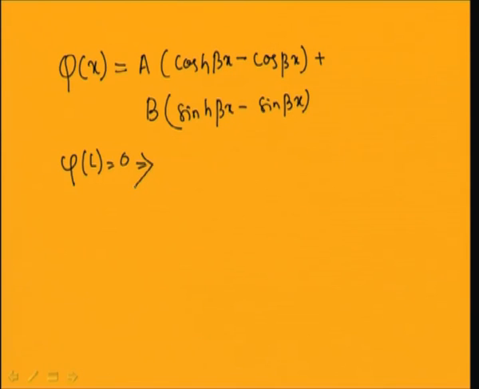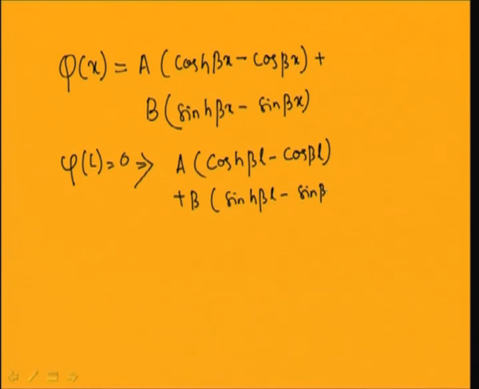So, I can substitute x equal to l. So, this becomes a into cos hyperbolic beta l minus cos beta l plus b into sin hyperbolic beta l minus sin beta l, and this equal to 0. Similarly, taking d psi by dx at x equal to l equal to 0. So, this is the slope boundary condition.